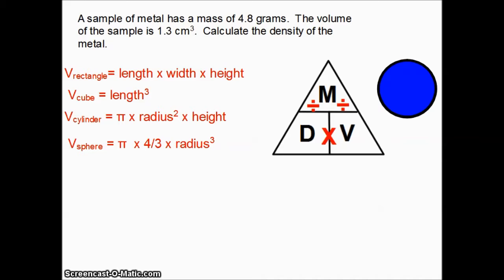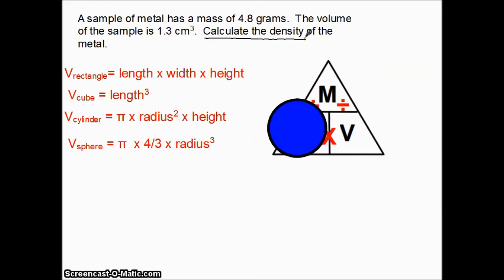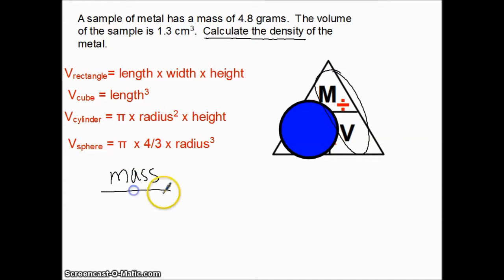So let's begin. A sample of metal has a mass of 4.8 grams and a volume of the sample is 1.3 cubic centimeters. And the question is, calculate the density of the metal. So what we want is the density. Whatever it is that you want, that's what you're going to cover up in your triangle here. So I'm covering up density because I want that. And what it's telling me to do is take my m divided by v. So that's mass divided by the volume.